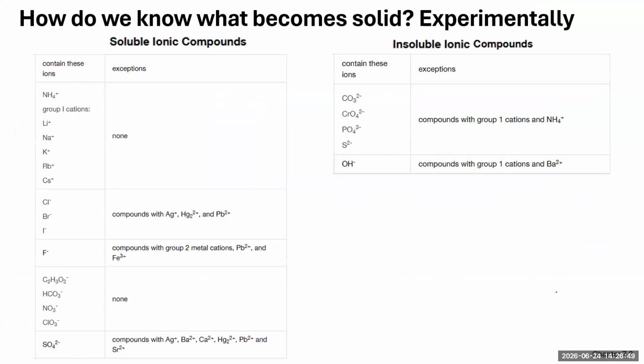All right, so let's take a closer look. So how do we know what becomes solid? Well, experimentally. But after whoever did this experimentally, they made a cool table that tells us what is soluble, what dissolves, and what is insoluble, makes solid. So let's say makes solids and then stays dissolved.